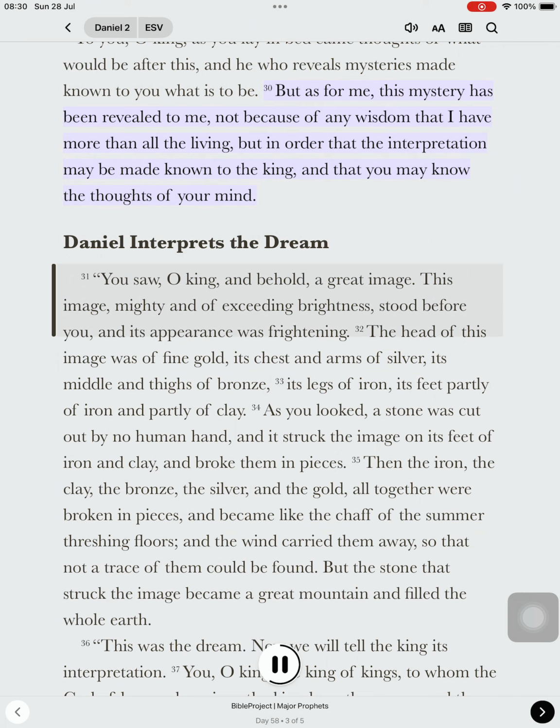You saw, O king, and behold, a great image. This image, mighty and of exceeding brightness, stood before you, and its appearance was frightening. The head of this image was of fine gold, its chest and arms of silver, its middle and thighs of bronze, its legs of iron, its feet partly of iron and partly of clay. As you looked, a stone was cut out by no human hand, and it struck the image on its feet of iron and clay, and broke them in pieces.